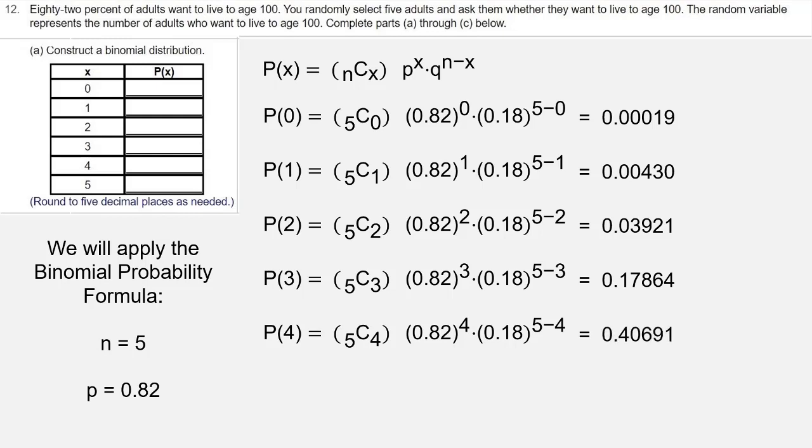Probability of 4 is 5C4, 0.82 to the fourth, 0.18 to the 5 minus 4, which is 0.40691. And then the probability of 5 is 5C5, 0.82 to the fifth, 0.18 to the 5 minus 5, which is 0.37074. So these are the values that you would use to fill out the binomial distribution table in Part A.